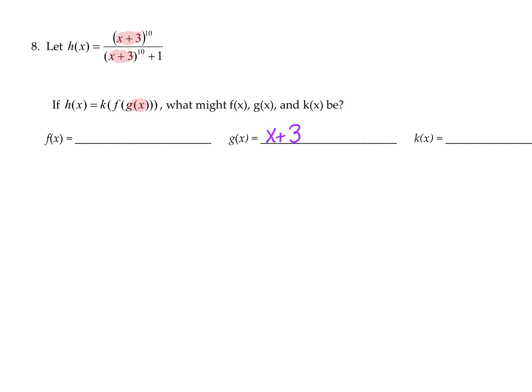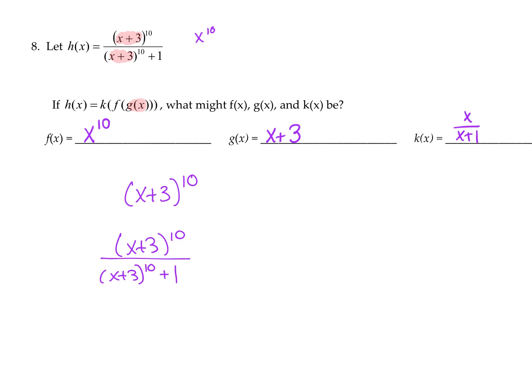Now if g went into f, I could see f being this x to the 10th power. And then I can see that x to the 10th power being put into a fraction where it was x over x plus 1. So let's see if that works. Actually, I'm working the wrong way. So if I have x plus 3, and that got put into x to the 10th, then I'd have x plus 3 to the 10th power. Now that composition has to be put into k, so I'd have x plus 3 to the 10th power over x plus 3 to the 10th power plus 1. So that does work.